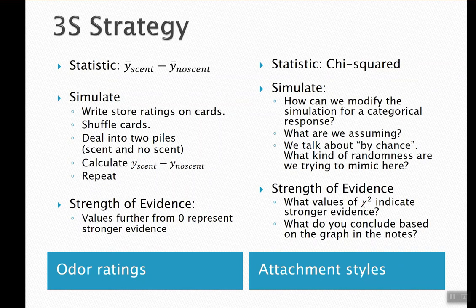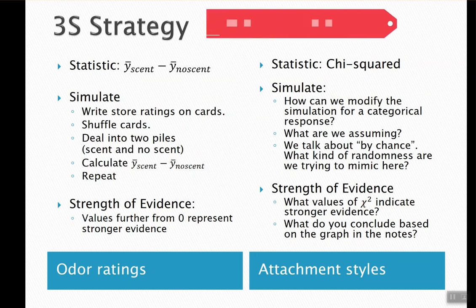Okay, so how would you design your simulation? I have it side by side next to the odor ratings example. This was just comparing two means. How could you modify that to make it work for a categorical response? So pause the video, see if you can come up with a design for the simulation, and also answer the other questions on the right side of this slide.